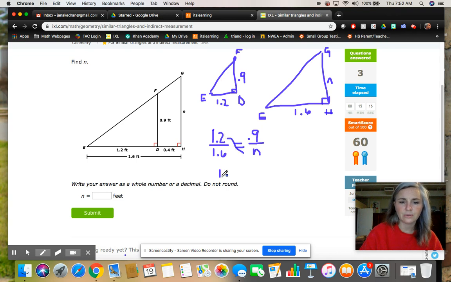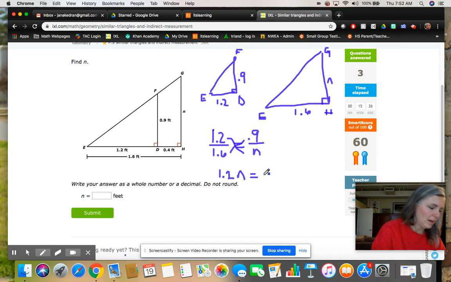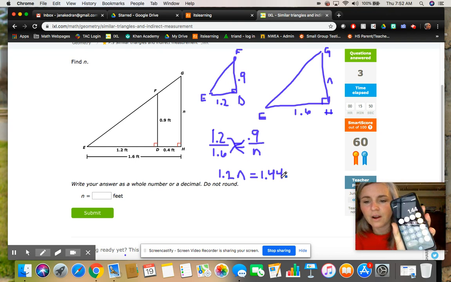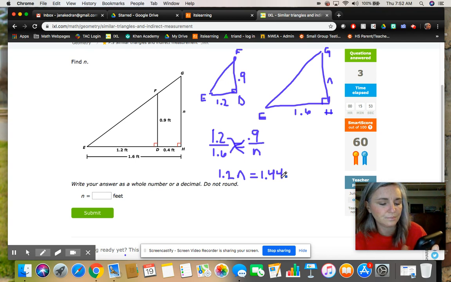So 1.2n is equal to 1.6 times 0.9, which I don't know off the top of my head, so I'm going to pick up my calculator on my phone because that's what's close. 1.6 times 0.9 is 1.44. And so I'm not going to round that. I'm just going to write it exactly like I see it because I don't want to end up with rounding error in this problem. And then I'm going to divide 1.44 by 1.2.